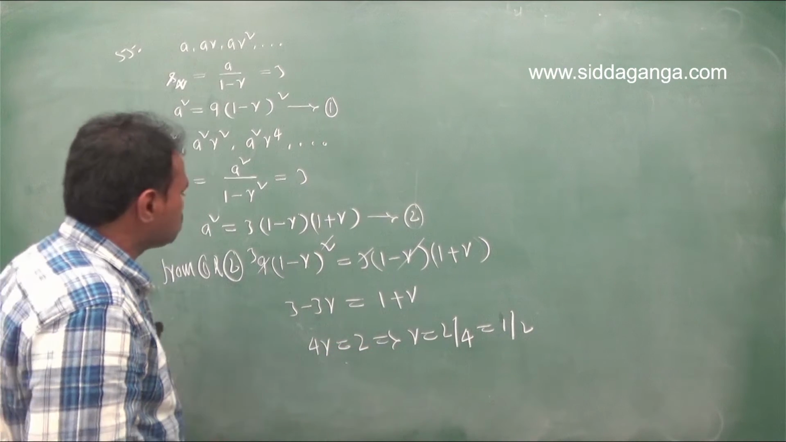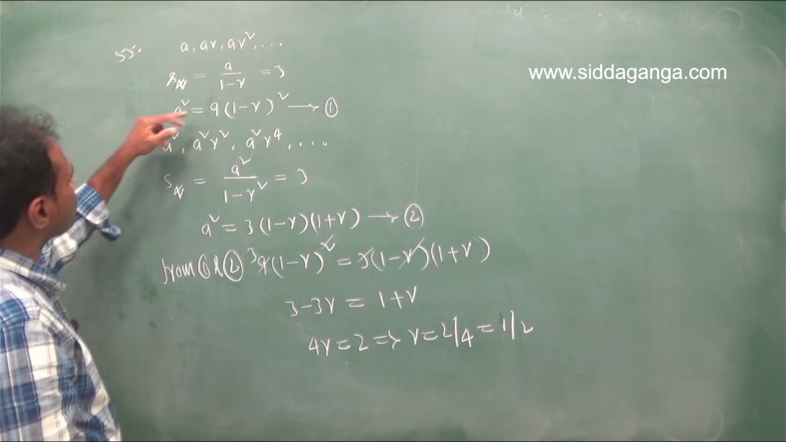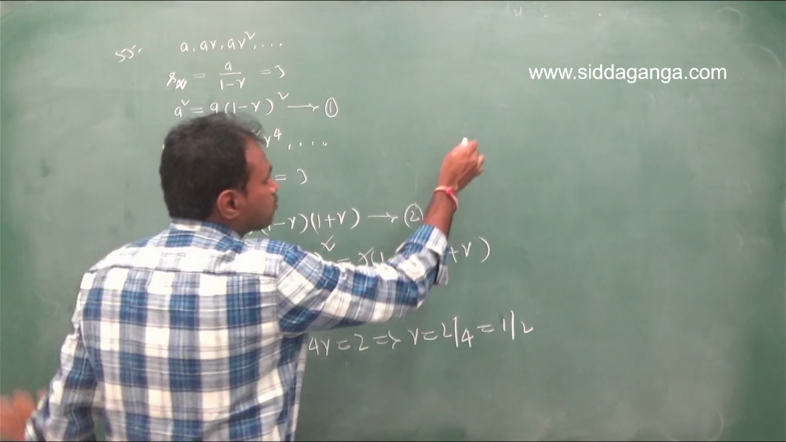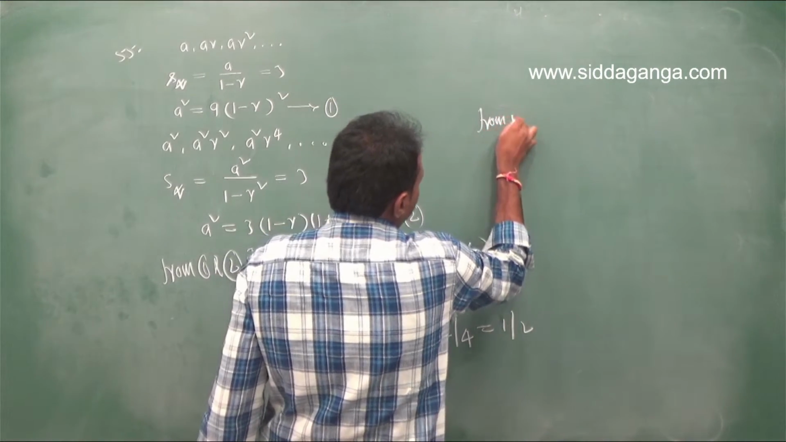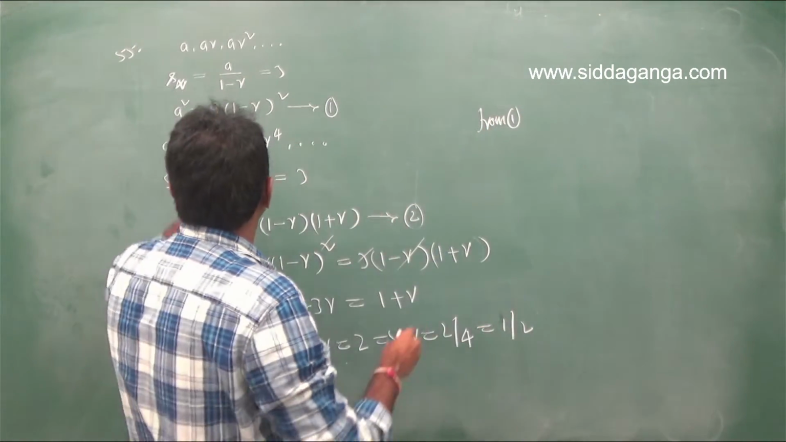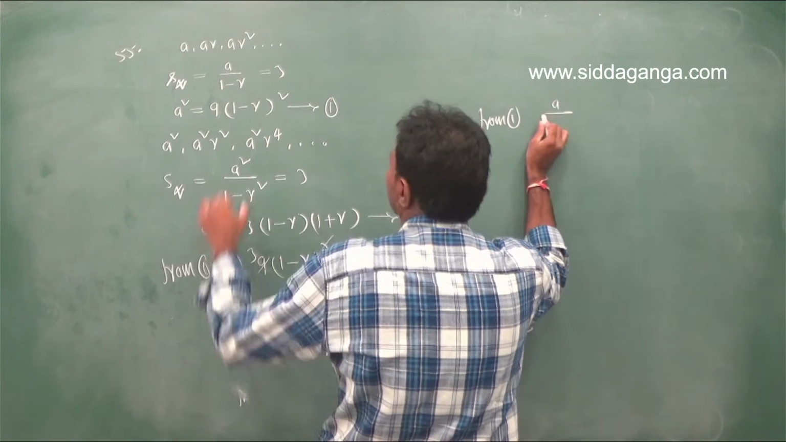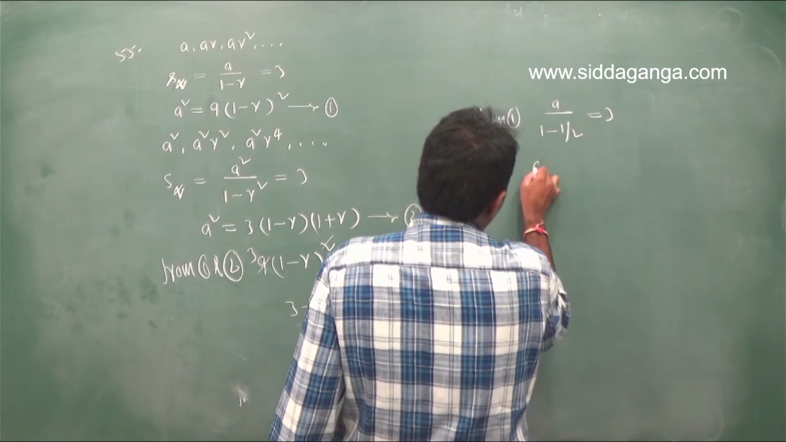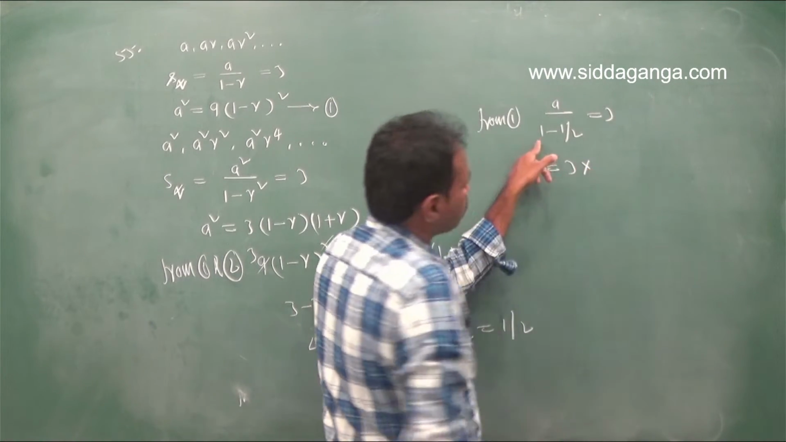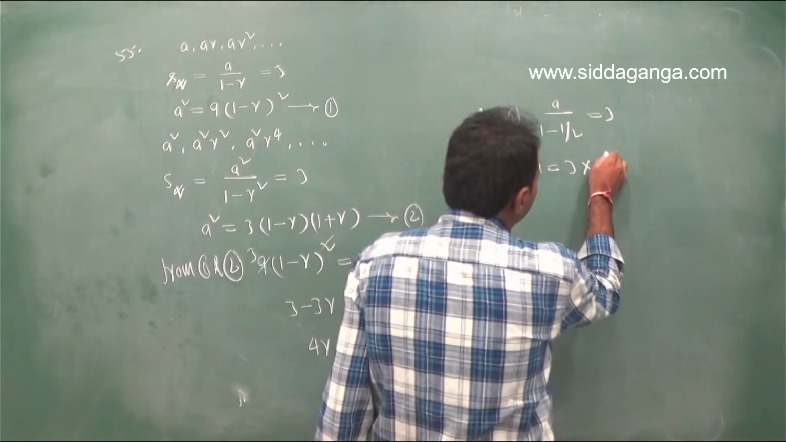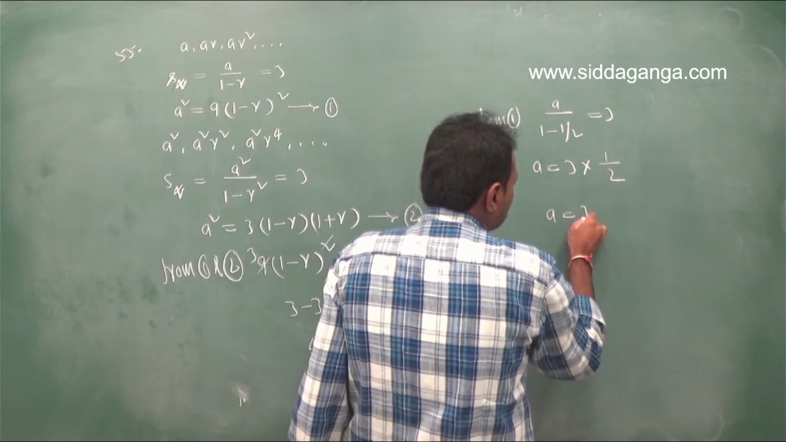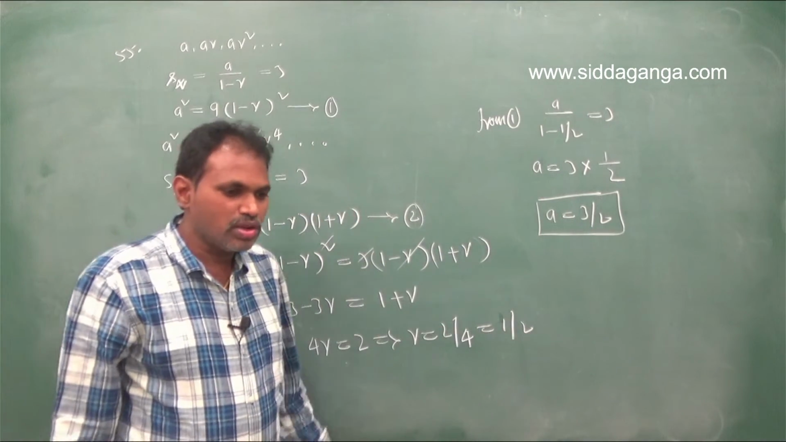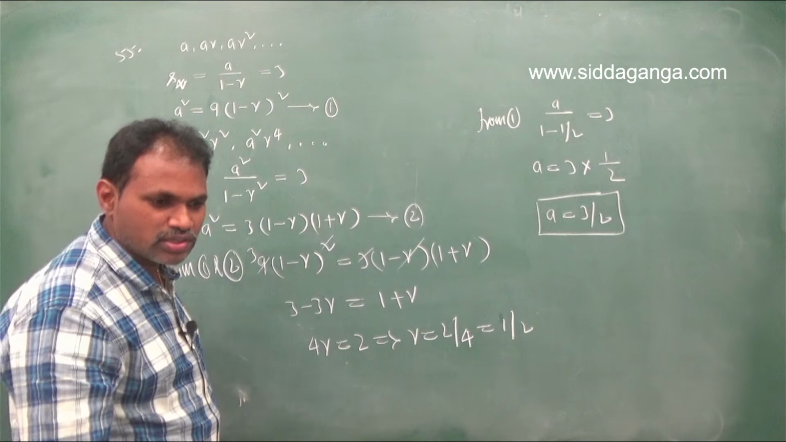Now substitute this R value in any one of the equations, say equation number 1. From equation number 1, with R equal to 1 by 2, A by 1 minus 1 by 2 is equal to 3. Therefore, A equal to 3 into 1 minus 1 by 2, which means 1 by 2, so A equal to 3 by 2. Therefore, R equal to 1 by 2 and A equal to 3 by 2. Therefore, option 1 is right. Next question.